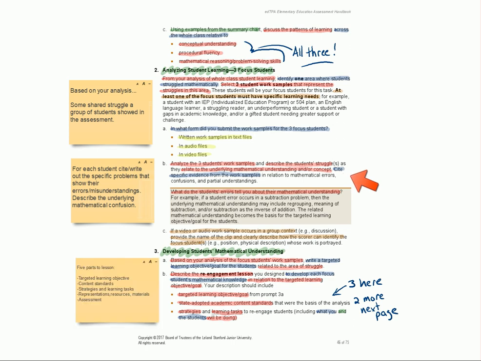And lastly, from this page, there are going to be 5 parts to your lesson plan. We have 3 of those 5 parts down here. You need to have the targeted learning objective, the content standards, and the strategies and learning tasks that would follow. And on the next page, we'll talk about the next 2: representations, resources, materials, and the last part being the assessment for the re-engagement lesson. So let's take a look at that.